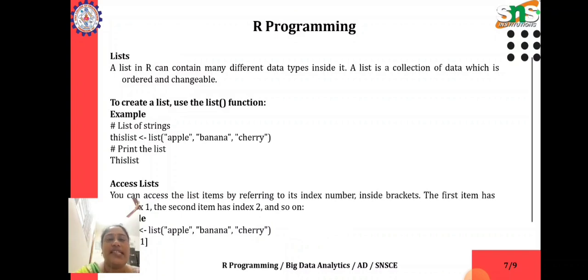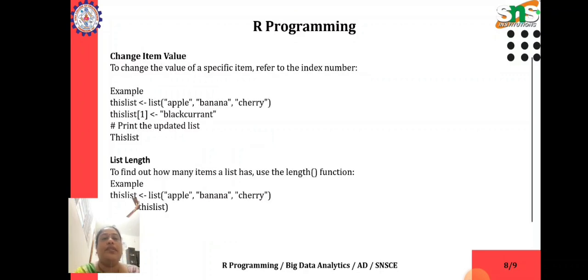The next one is list. A list in R can contain many different data types inside it. A list is a collection of data which is ordered and changeable. To create a list, we have to use the list function. Here list is the variable name, and you are assigning it with the function list of apple, banana, cherry. If you print this list, you will get the values. You can also change the value of a specific item by referring to its index number, and you can get the length of the list using the length function.